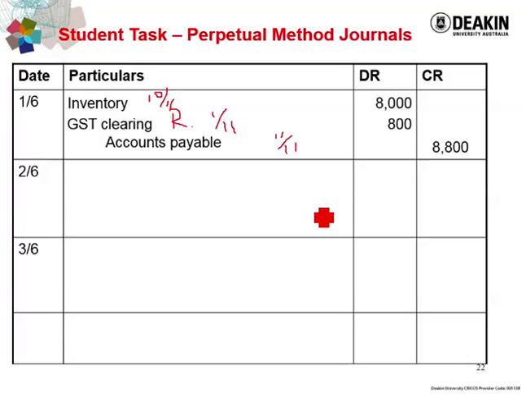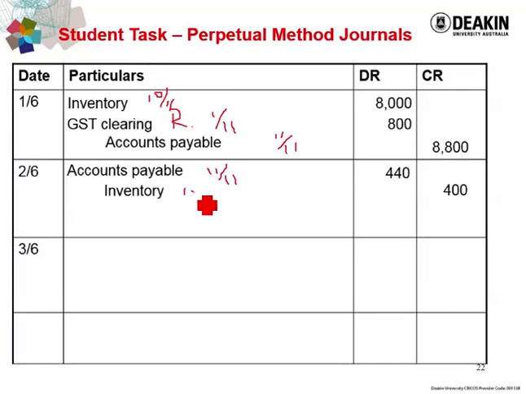On 2nd June, we return $440 GST inclusive of inventory booked on credit. So what we would do here is we debit accounts payable 440, so this includes GST amount, 11 over 11, and we credit inventory $400. This amount is net of GST, so 10 over 11, and we credit GST clearing, meaning we actually reduce our GST receivable. So this is to actually reduce GST receivable.